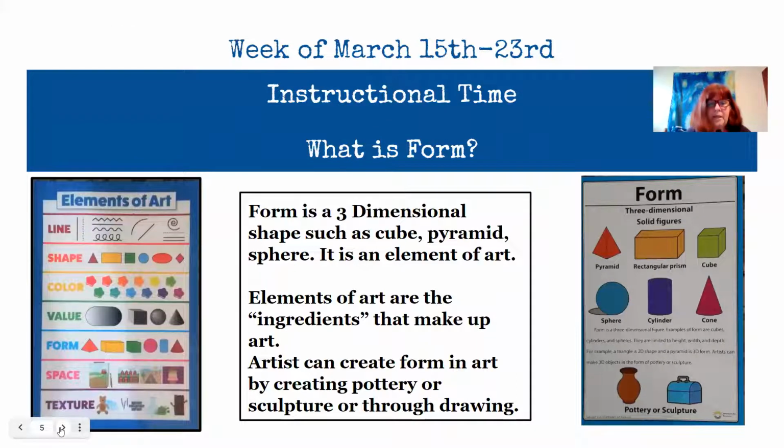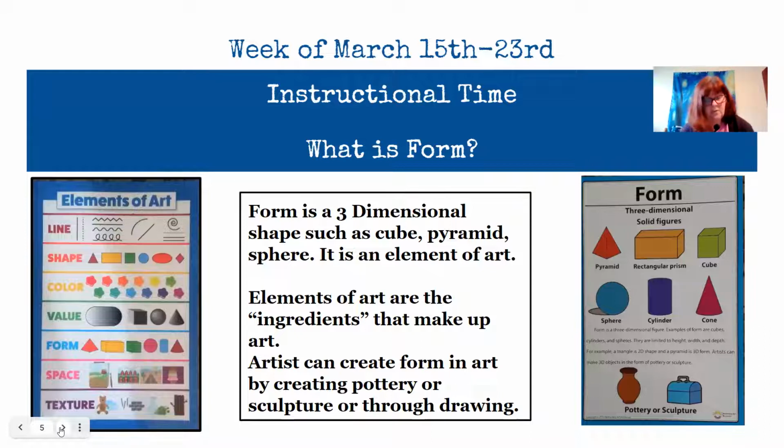Okay. What is form? Well, form is a three-dimensional shape. It's like taking a square and turning it into a cube, or a triangle into a pyramid, or a circle into a sphere, which is what the older kids will be working with. And it is an element of art.